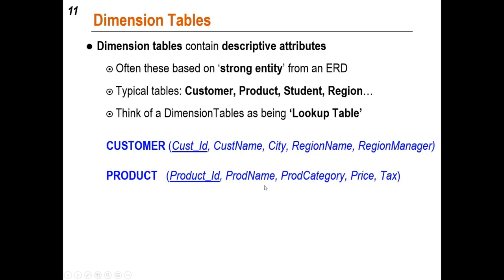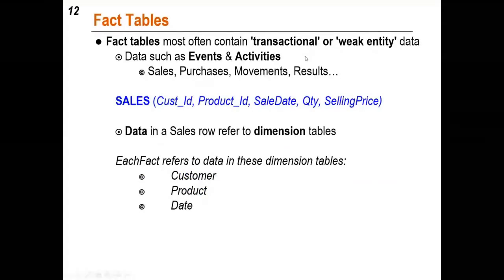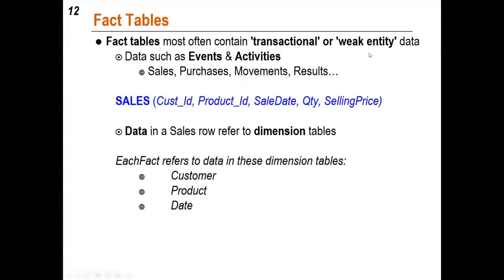And then we have the fact table. As I mentioned before, they contain more transactional or weak entity kind of data. So events, activities, purchases, results, etc. All these are contained in the fact table. Now remember, the fact table also has several columns. Now remember, the more important thing is that this fact table actually has foreign keys.